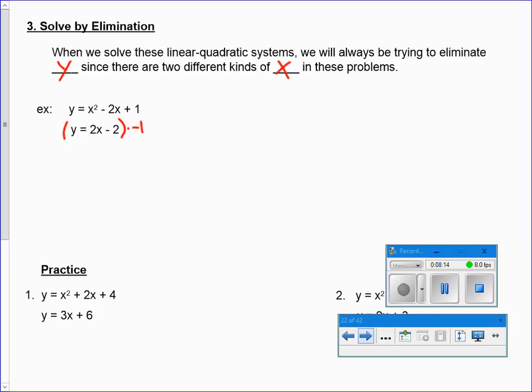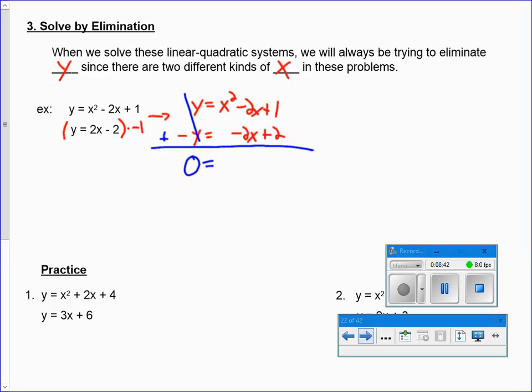The way we do that with these is we multiply by negative 1. So we have a positive y in one equation, negative y in the other. Line up our like terms here, make it easier to identify which terms we're combining. So here we look, we have y minus y is 0. X squared is its own term, negative 2x, negative 2x, negative 4x, 1 and 2 is 3.